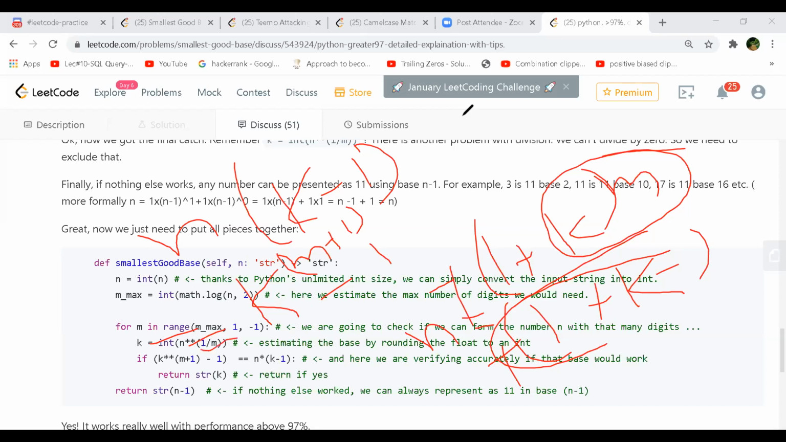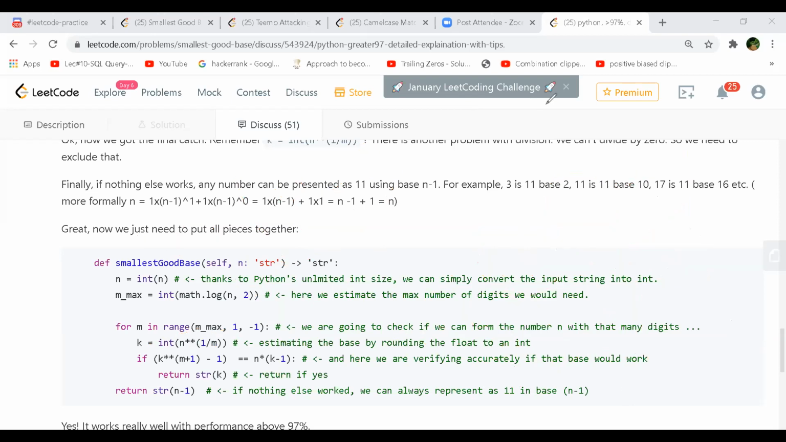Rather than doing a minus 1, he's taking... But even that doesn't make any difference, right? K raised to the power m or m minus 1, only a factor of k is multiplied here. For a larger number, no, multiplication... If you're checking exactly, here in the if condition he's checking for the exact value. Yeah, that matters, it should match. He's saying we are verifying accurately if that base would work. Correct. Yeah, at least it's written. We are verifying correctly.